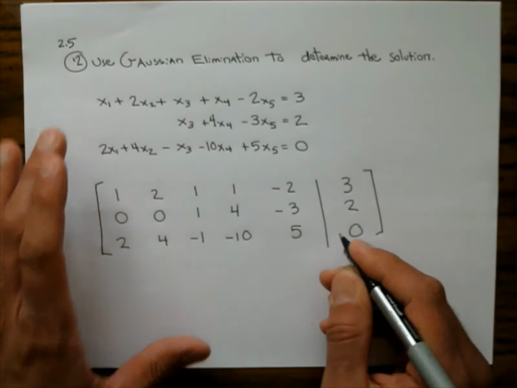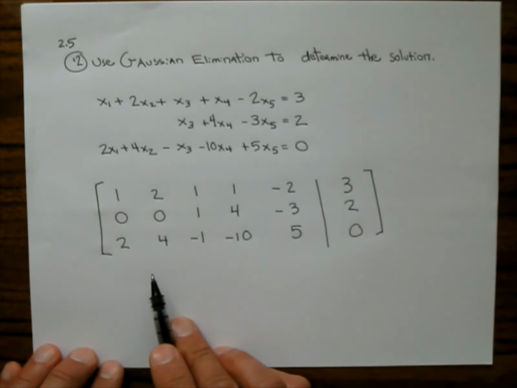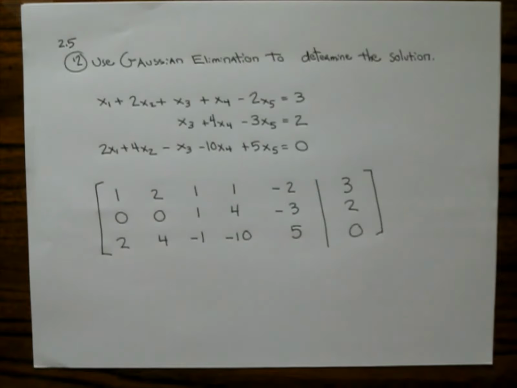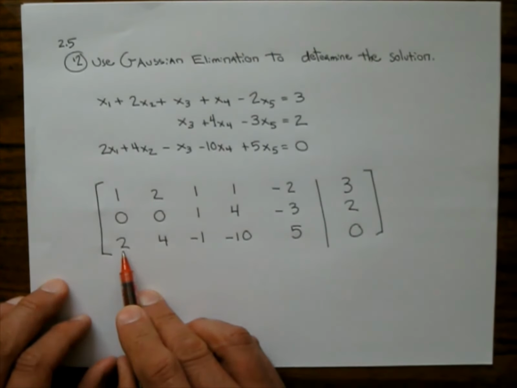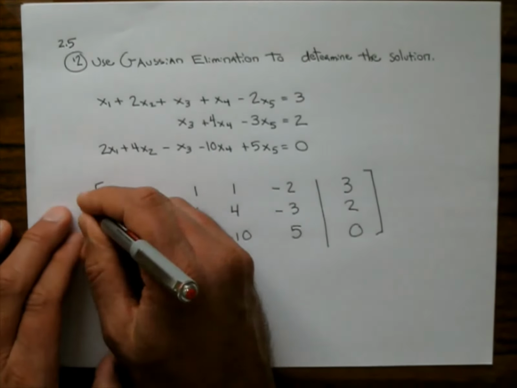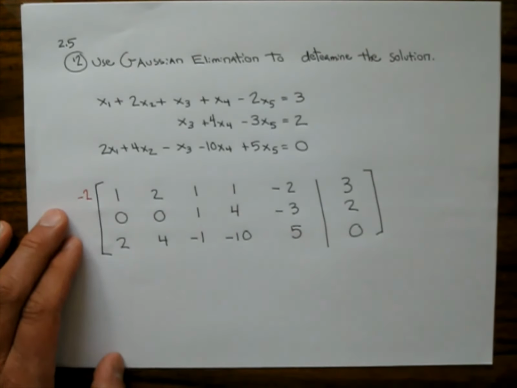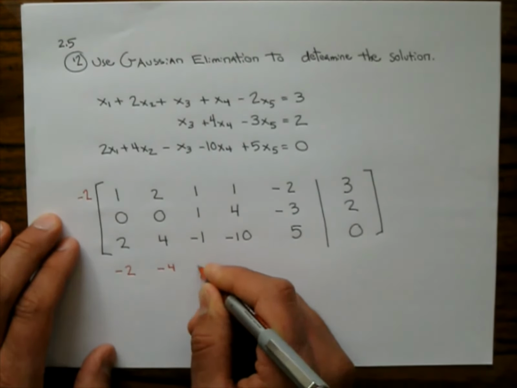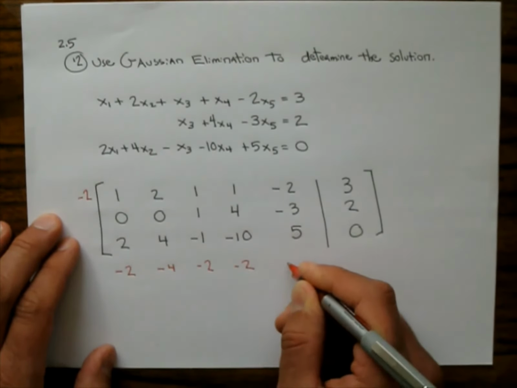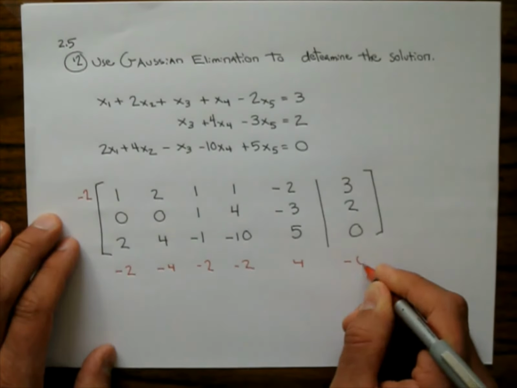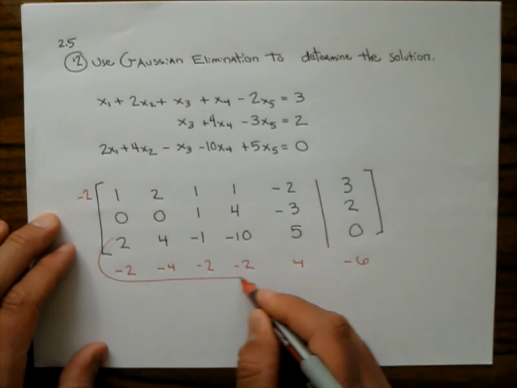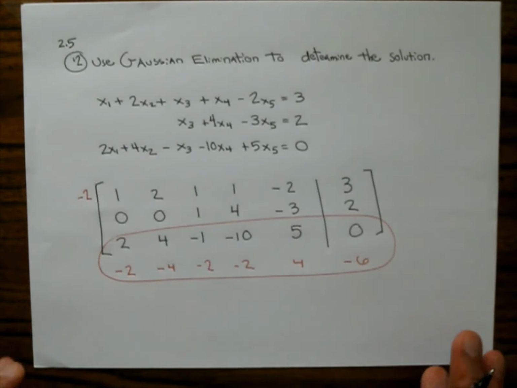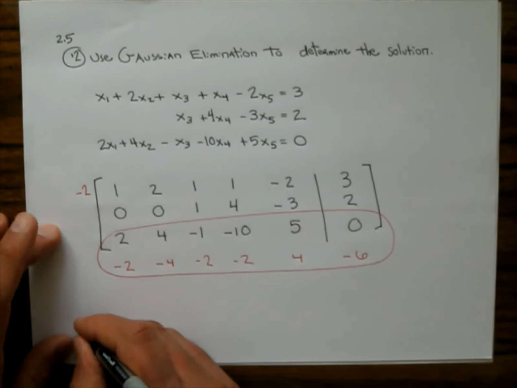So there's the augmented matrix, which is not in row echelon form. I'm going to use that 1 as a pivot to put a 0 there. So I'm going to multiply row 1 by a -2. So this will give me -2, -4, -2, -2, +4, -6. I'm going to add that to row 3 to get me the new row 3. Okay, so I think I have room to fit it here.